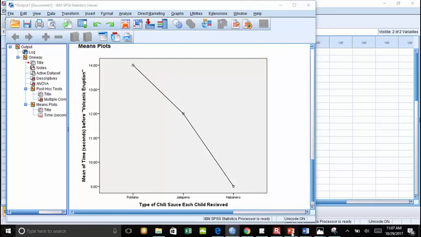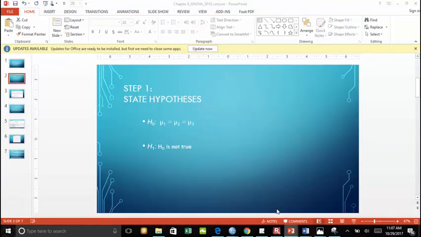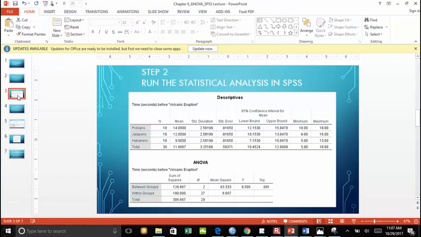Okay, so we have our data. It took us no time to get. I just posted it in here for you. So here's our statistical analysis, our descriptives and ANOVA, our overall ANOVA.